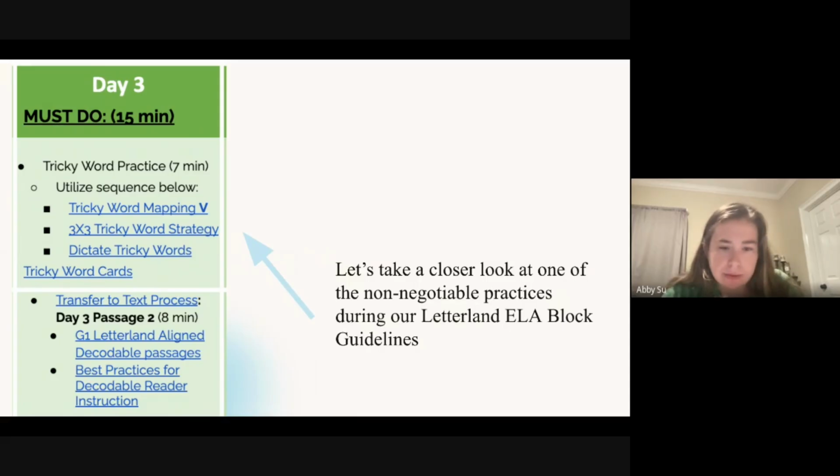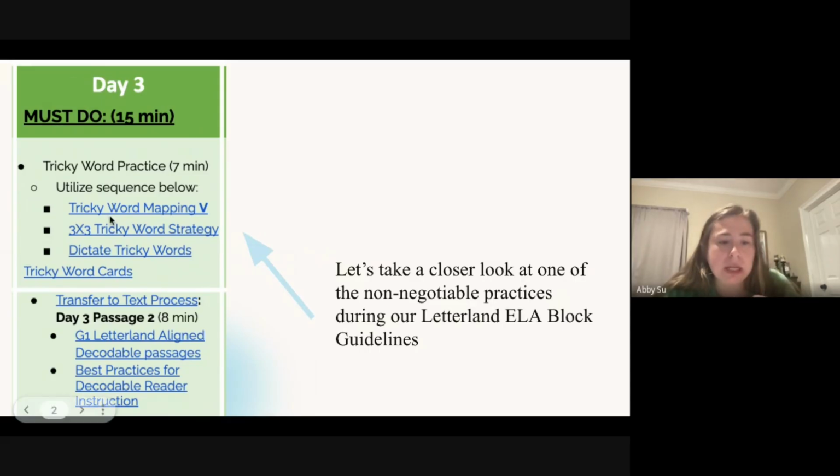Okay, so this is the segment that I picked. This is day 3 of our unit, where we focus on our tricky words. There are a few different things in our must-do category for tricky words that we do in whole group, in small group, and independently. I took this from the small group guidelines, but we also do it in whole group. This is where my mind was.